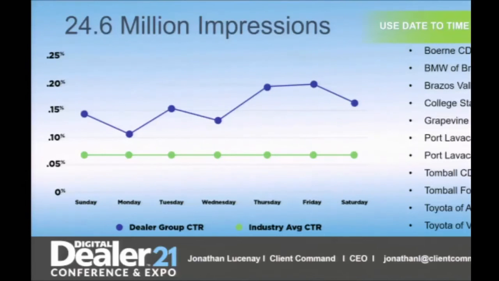Well, if you're buying programmatically, I'm going to bid higher for the times when I'm getting the highest click-through rate. I'm going to serve my ads there, and I'm going to pull down my bid on times when I'm not getting anything. Like for this particular dealer, I'd probably just turn it off and not bid between midnight and 6 a.m. or 5 a.m. What's the point?